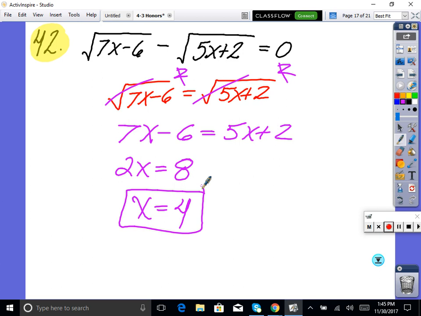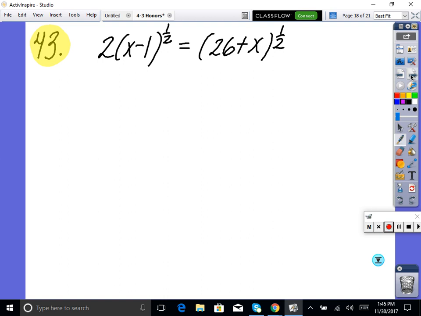That one wasn't very hard. All right, now let's get to a good one. Yes. So 43, first things first. We have 2 times x minus 1 to the 1/2 power equals 26 plus x to the 1/2 power. What do you suggest we do? Isolate the radical. Aren't they technically isolated? So what should we do next? Good point. You're right.